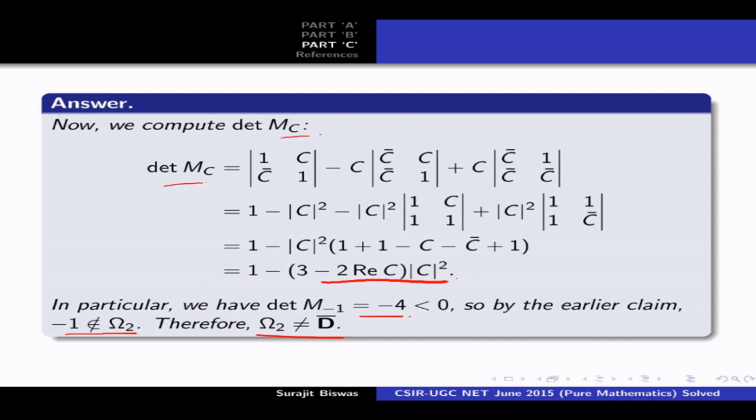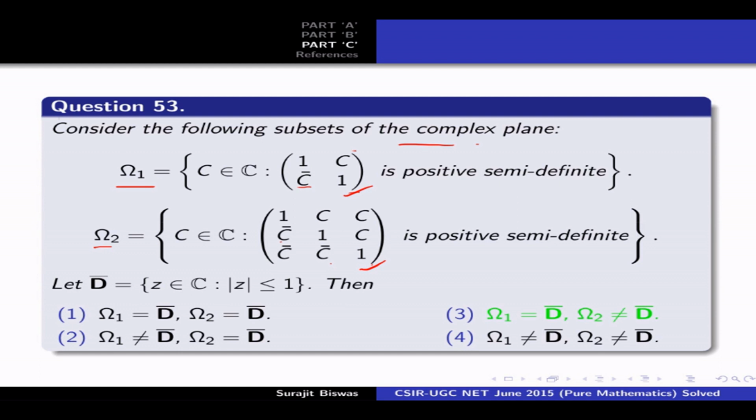Okay, so therefore omega 1 is equal to d bar, but omega 2 is not d bar. So this is the correct option, and of course the other three will be incorrect then.